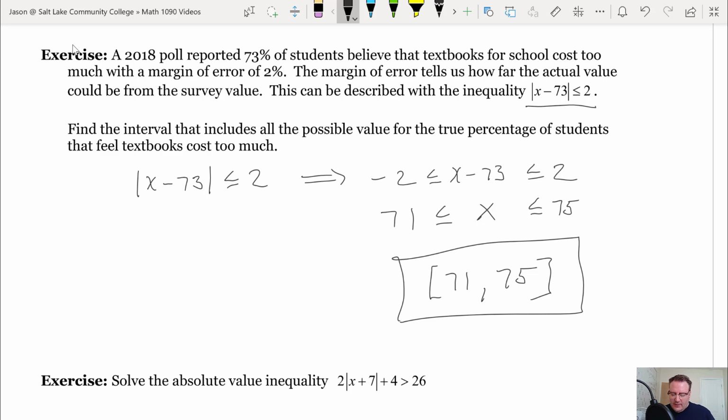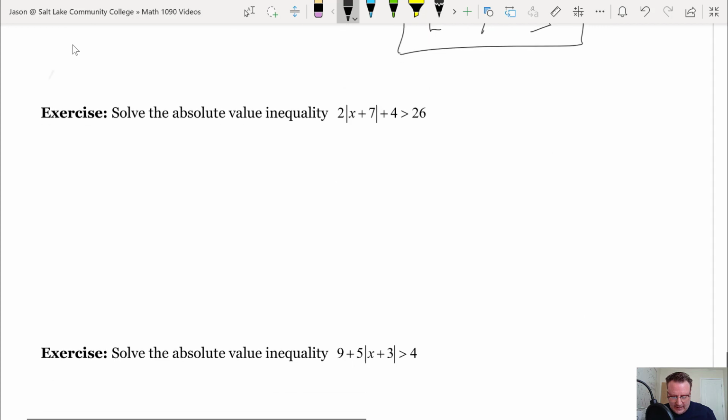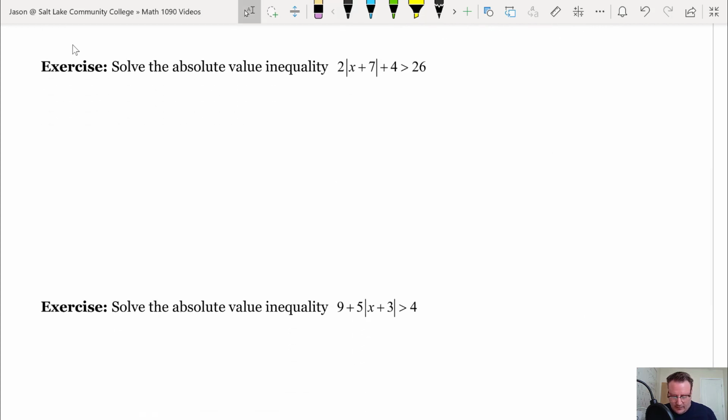Okay, so we don't know for sure what the true percentage of the entire population of all students who believe that textbook costs are too high is, but it is certainly between 71% and 75%. Okay, one last exercise. Oh, no. Another exercise here.